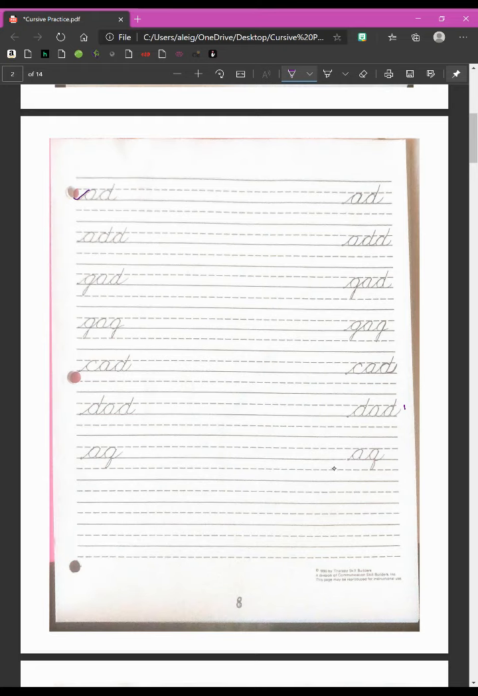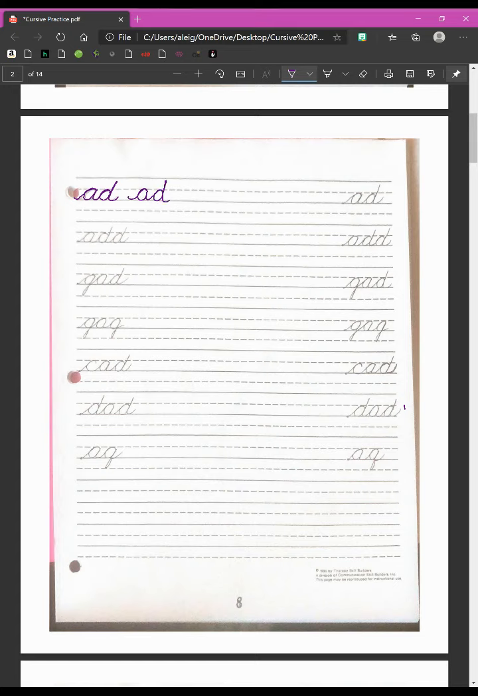Start at the baseline, curve up like a normal A, keep going, curve around to a D, and give it a tail. A, don't lift that pencil. D, give it a tail.